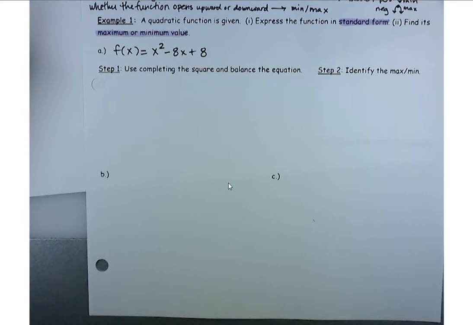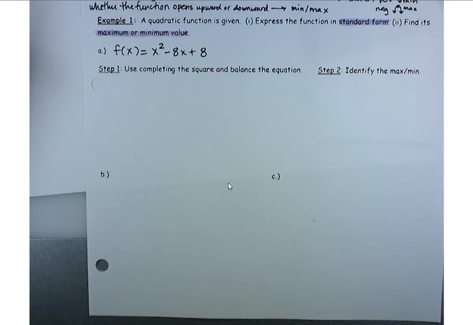How many of you feel like you have no idea what the first thing you do is for completing the square? Okay, so a lot of you are in between. So what do you guys think your first step is? Get the A on the outside, subtract the A value?